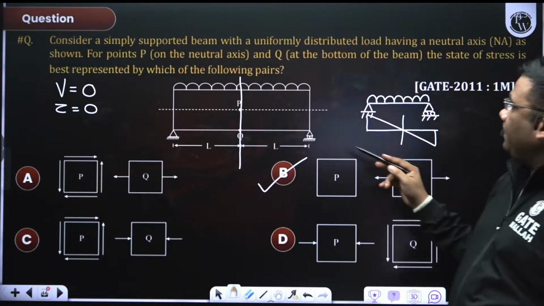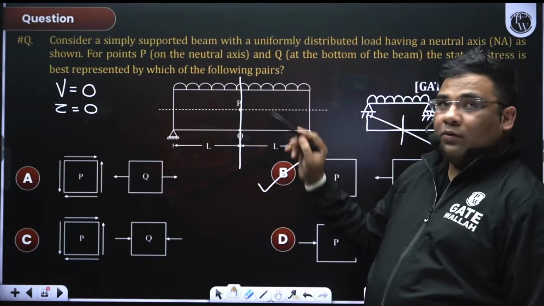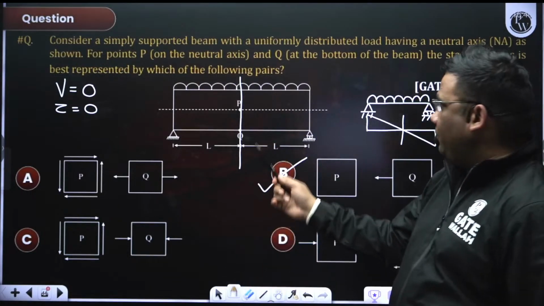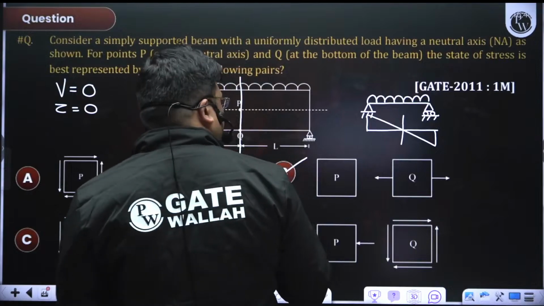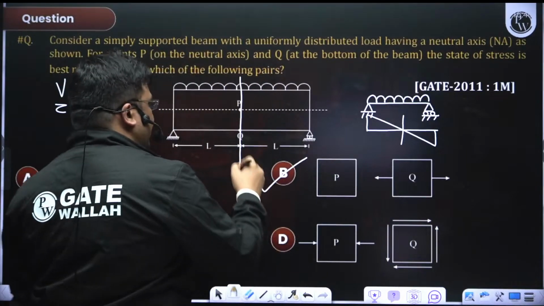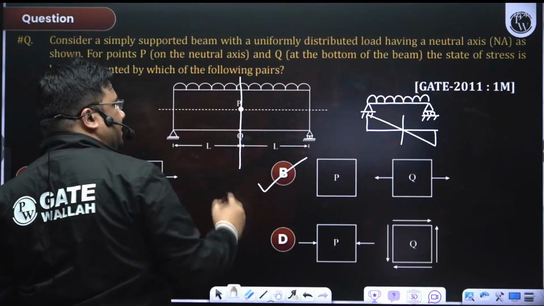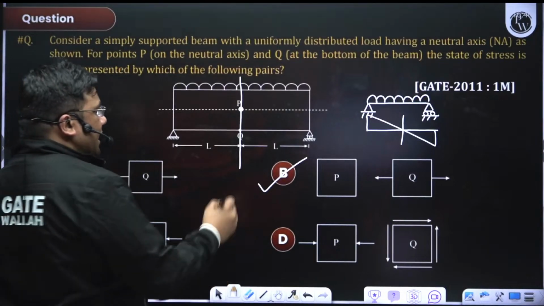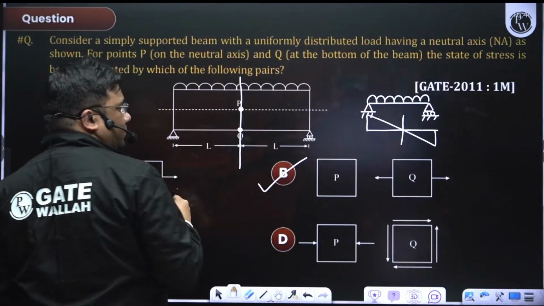Now see, P point is at neutral axis. So P point at neutral axis means bending stress will be 0. So normal stress also will be 0, right? P point is at neutral axis, so your normal stress also will be 0. And Q point is at bottom.